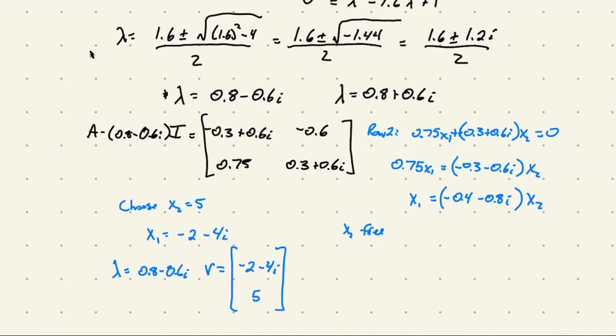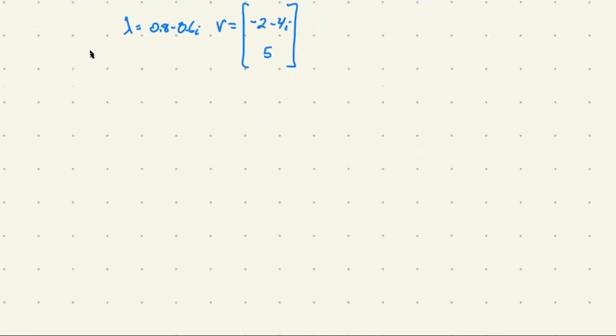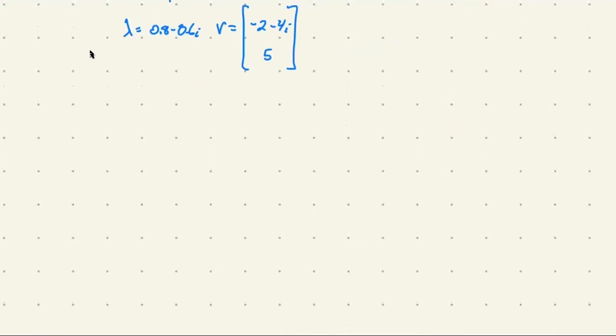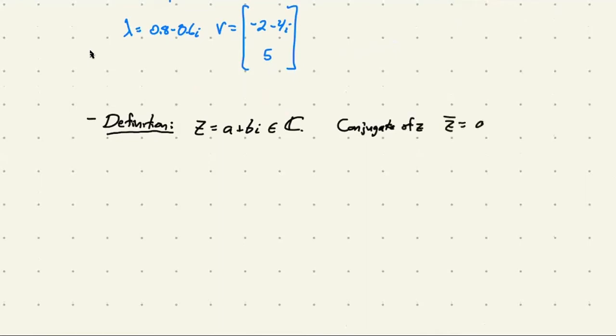Well, you could do the same basic calculations, but in complex arithmetic, there's a little bit of a shortcut that we can take. In order for me to introduce that, I need to define a couple of terms. Okay, I'm going to let z be a plus bi. This is a complex number. We can define the conjugate of z, z bar, which is a minus bi.